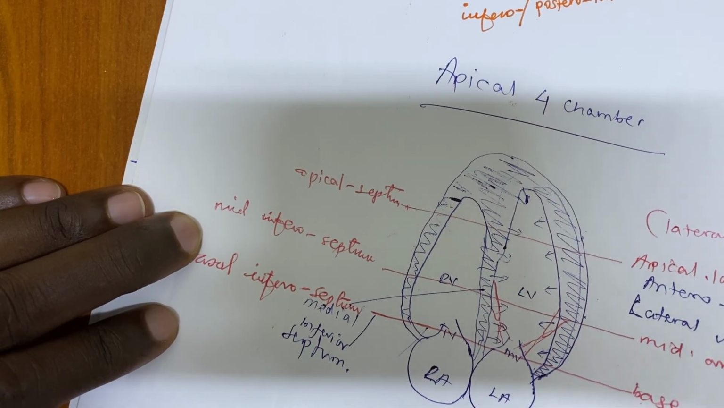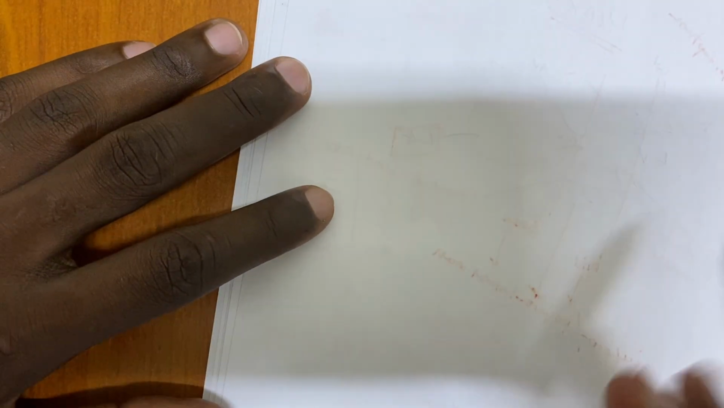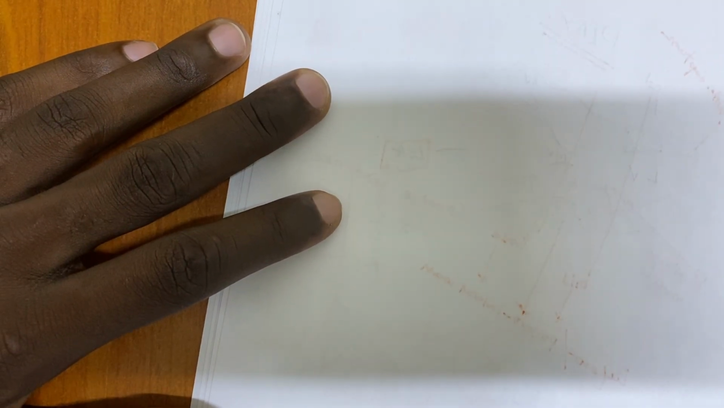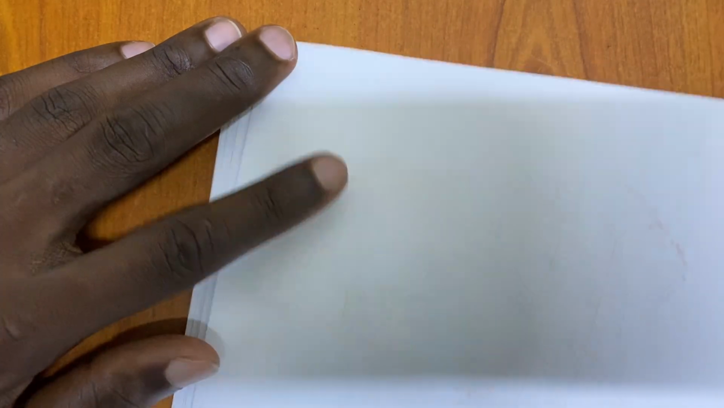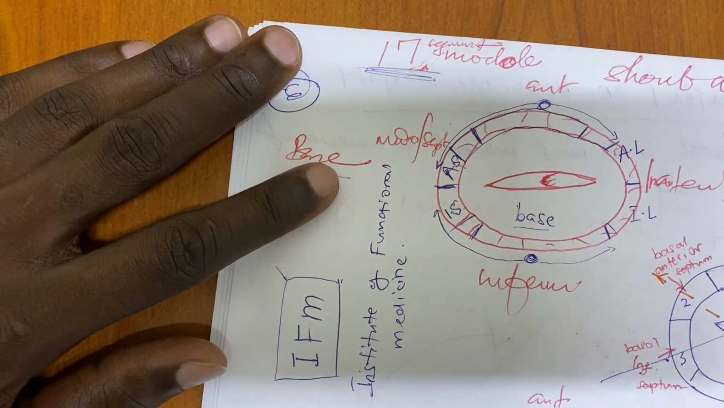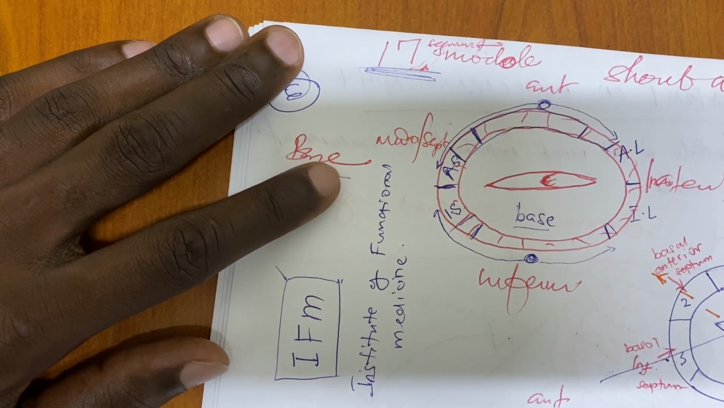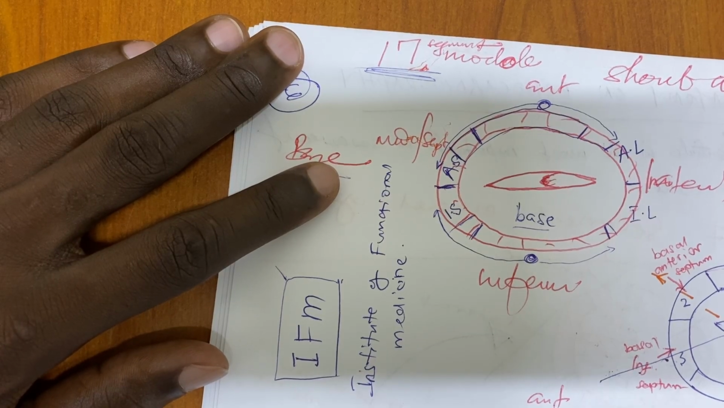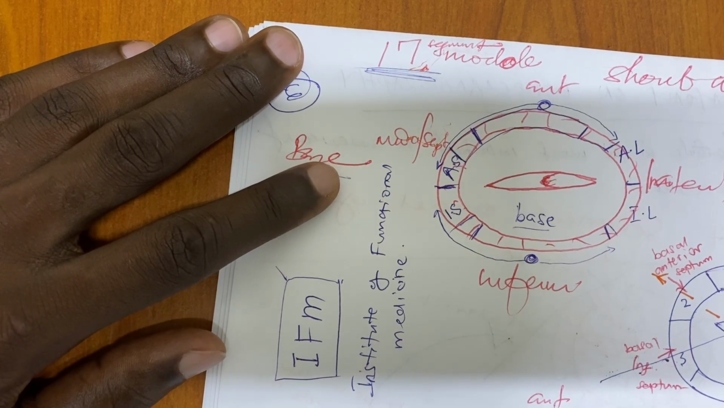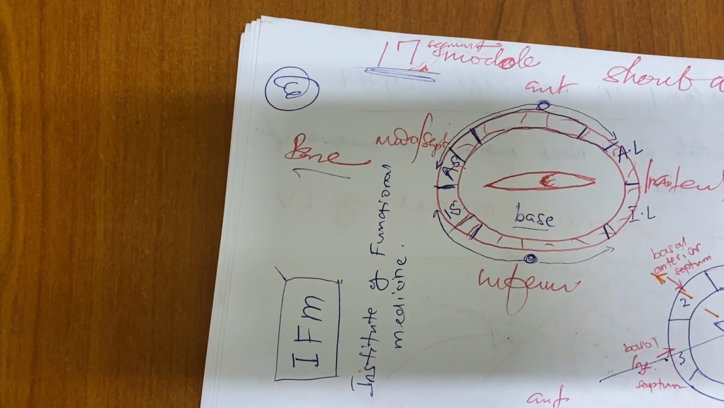So inferior is going to be the apical two chamber. So from there we draw the two chamber. Two chamber, we are focusing on the left side. Can you draw it? You have been drawing there. We are focusing on the left side, not the right side. And we are talking of two chamber. Which chambers will be those? The left atrium and left ventricle.